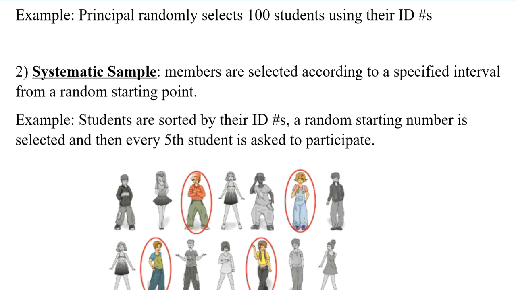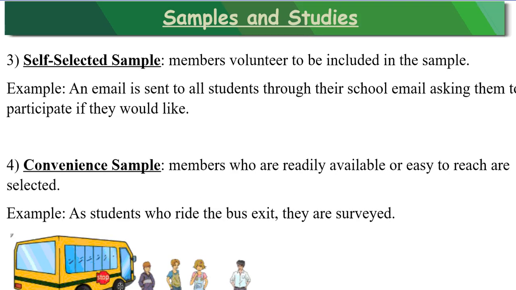That's what a systematic sample is. The third type you can do is a self-selected sample. That's when members volunteer to be included in the sample. They're self-selecting to be involved in the study. An example would be an email sent to all students at their school email, asking them to participate if they would like. They decide if they would like to do the survey, so they are self-selecting.